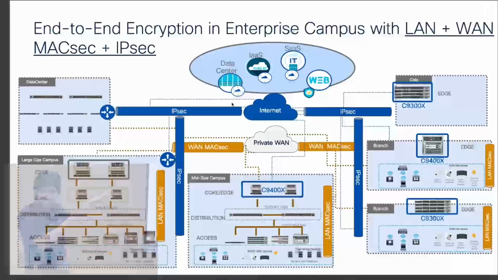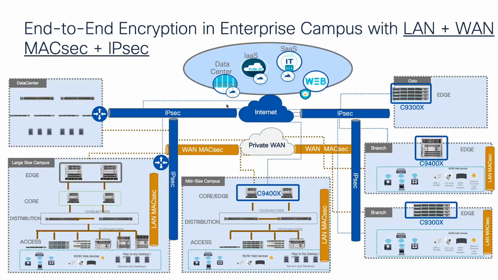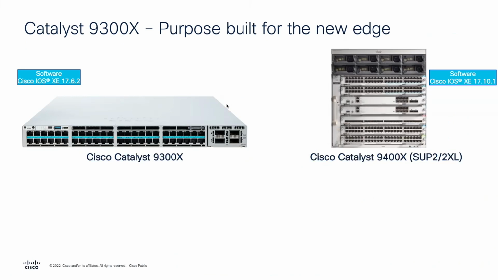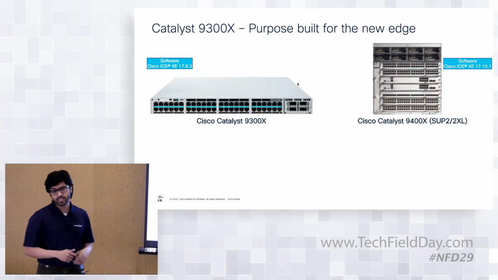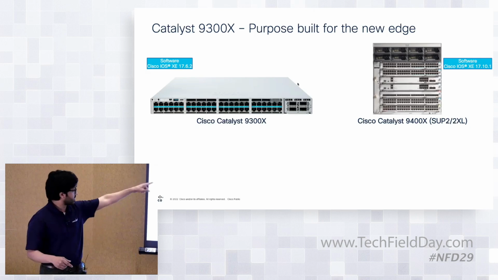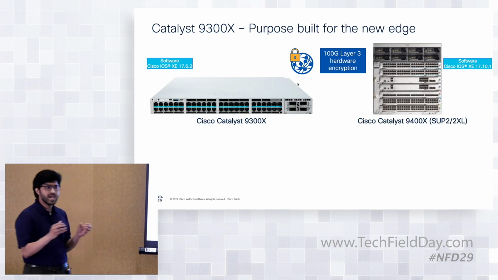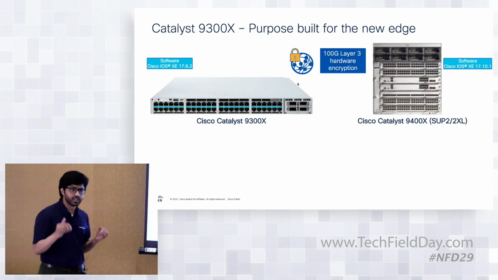So this is how we are achieving that end-to-end encryption picture, right? This is how we have achieved LAN MACsec within an organization, WAN MACsec over the WAN, and then IPsec to the cloud, okay? But again, mainly focusing now on the branches and the mid-sized or small campuses. Now, if you look at these platforms, I've talked about this being supported mainly on 9300X. It is already shipping. 9400X will start shipping from the November timeframe. 17.10.1 is the upcoming release coming in November. And both of them have a dedicated 100 gig encryption engine.